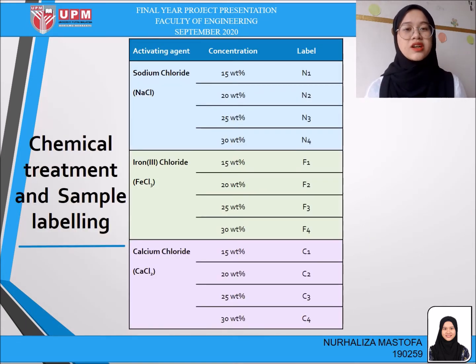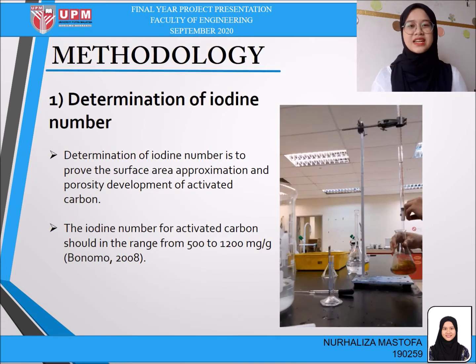As I mentioned before, there are 3 types of activating agent used in this project. First one is sodium chloride, second one is iron trichloride, and third one is calcium chloride. For each activating agent, we have prepared 4 different concentrations. The first analysis is determination of iodine number. Determination of iodine number is to prove the surface area approximation and porosity development of activated carbon. The iodine number for activated carbon should be in the range from 500 to 1200 mg per gram. Here is the video of how the determination of iodine number is done.